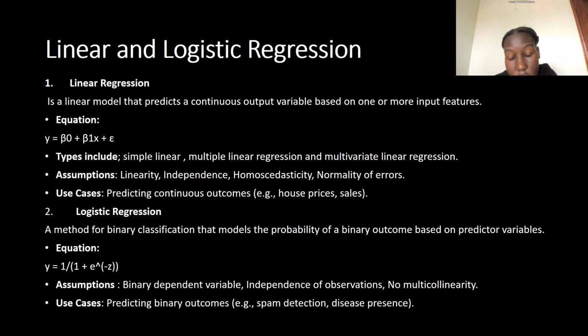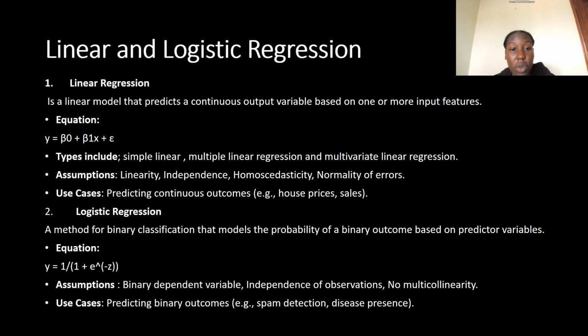Moving on to logistic regression, it is used for binary classification. It models the probability of a binary outcome based on predictor variables. The equation is given below. The equation is seen on the screen, whereby P is the probability of the positive class and e is the base of the natural logarithm, and Z is a linear combination of the input features.